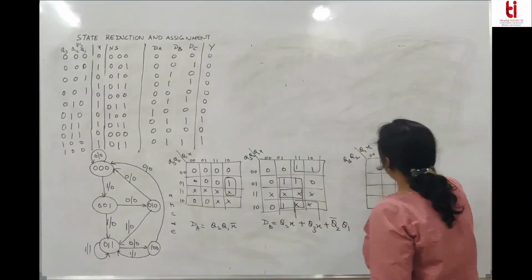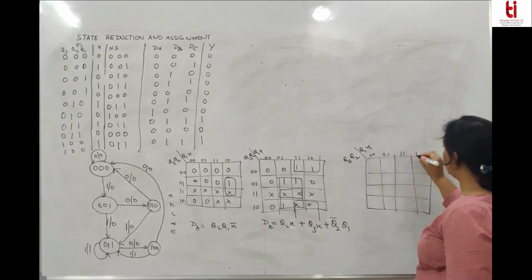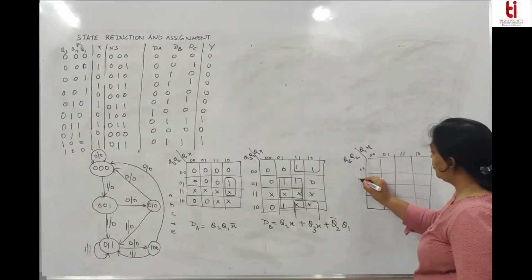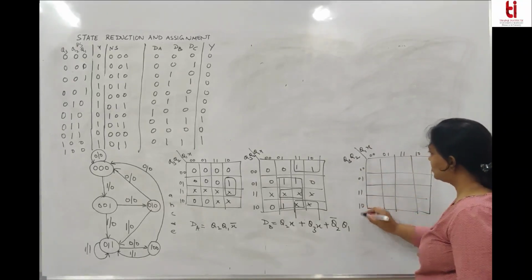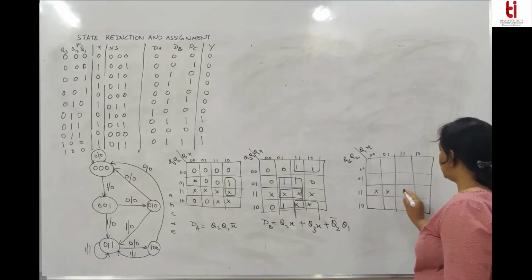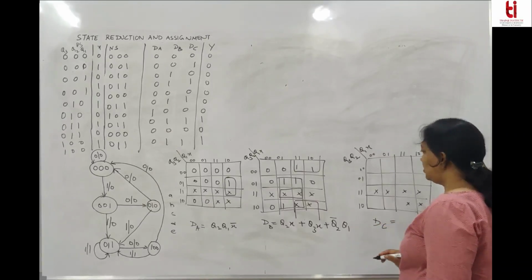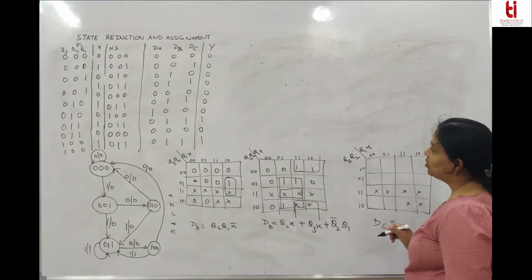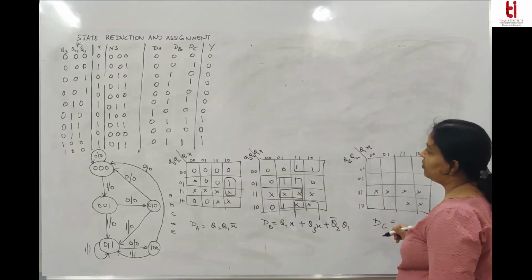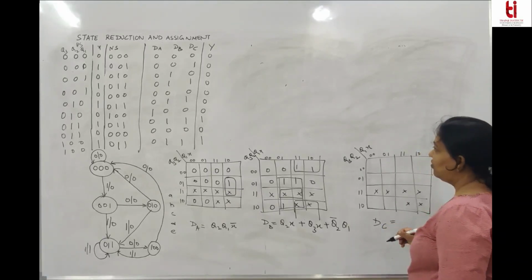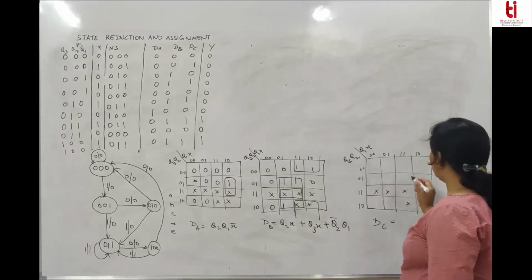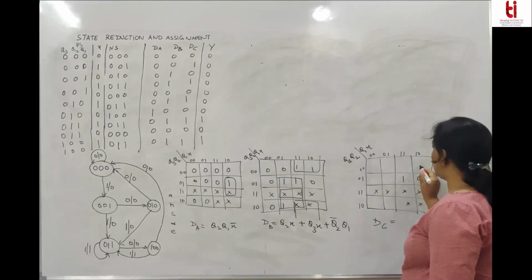I have 0, 0, 0, 1. Again, I have to do the grey codes on both sides. These are the don't cares. DC. So 0, 1, 1, 1, 0, 1, 1, 1. It is 1. Rest are all 0.